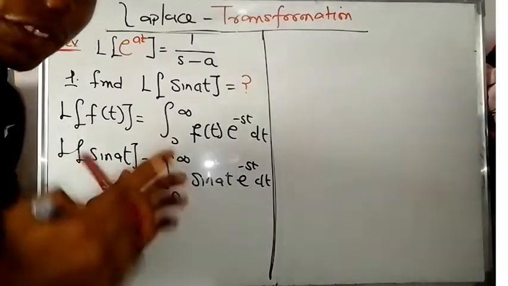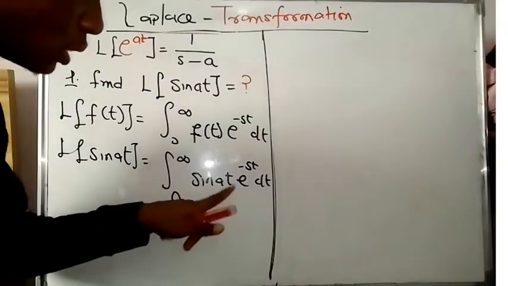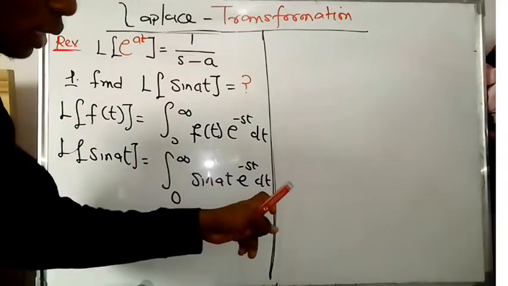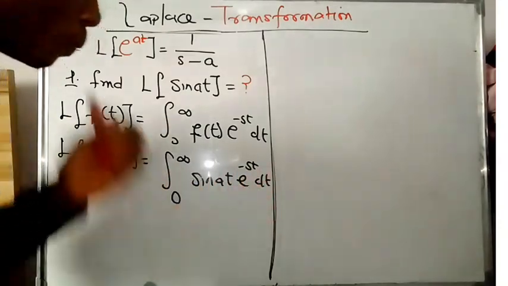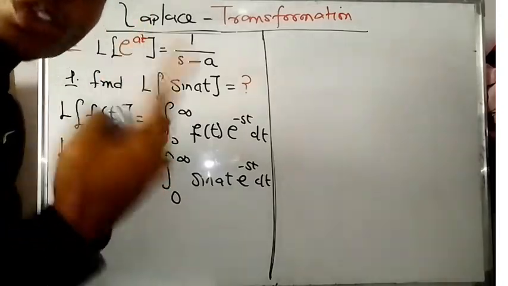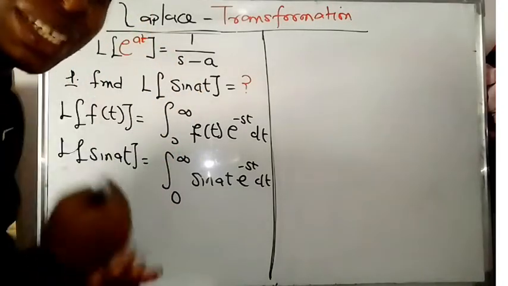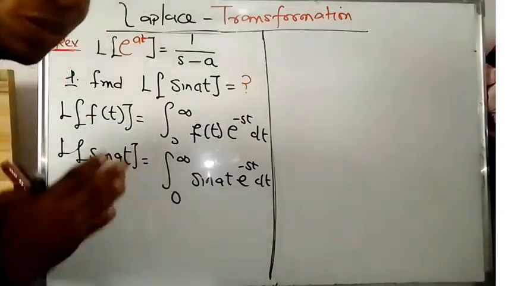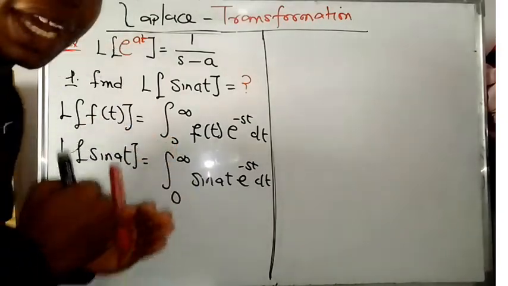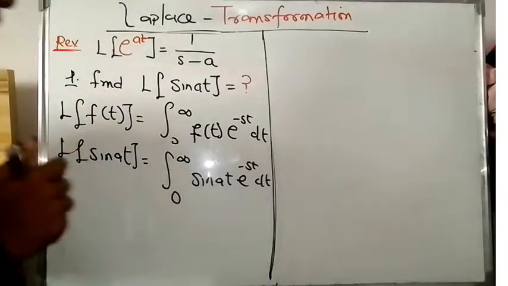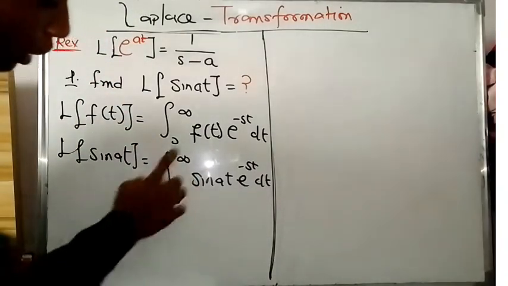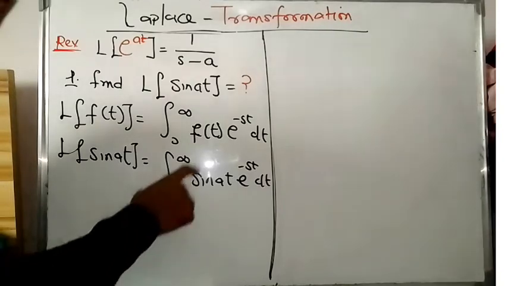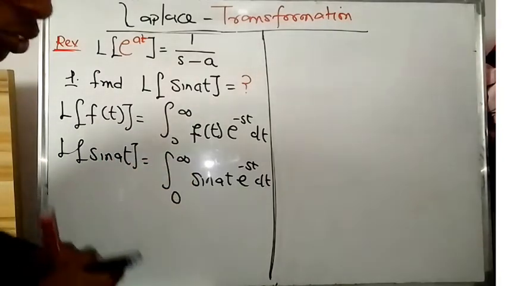Now if you look at this, we have two functions of t: sine at and the exponential of minus st. Both of them are functions of the independent variable. So when we are given the integral of two functions of the independent variable, we will need to apply integration by parts. For us to solve this, we have to integrate it before we apply our limits from 0 to infinity. So let's integrate this.